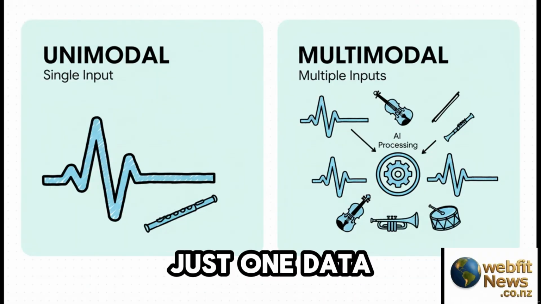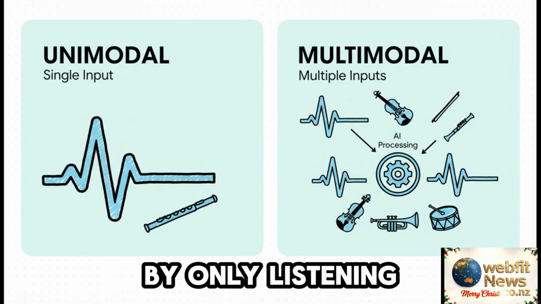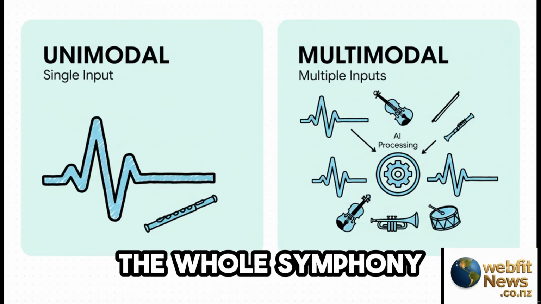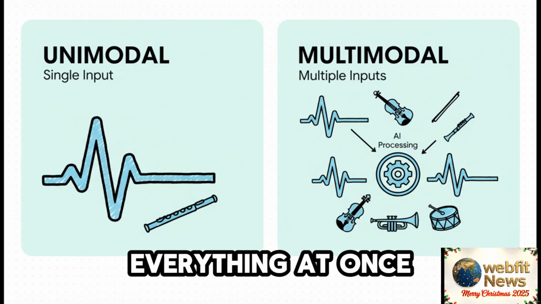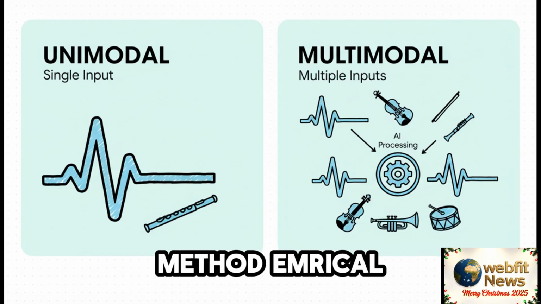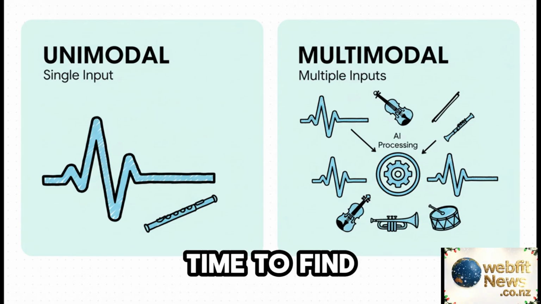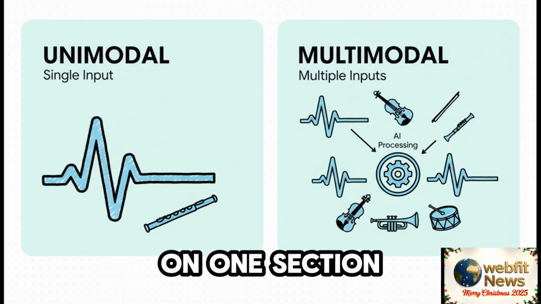Right, so looking at just one data type, that's called unimodal. It's like trying to understand an orchestra by only listening to the violins. You get part of the story, but you're missing the whole symphony. The new approach, called multimodal, is about hearing everything at once. And a new method, mREGL, does exactly that. It listens to all the instruments at the same time to find harmonies, these connections that are completely invisible when you're just focused on one section.